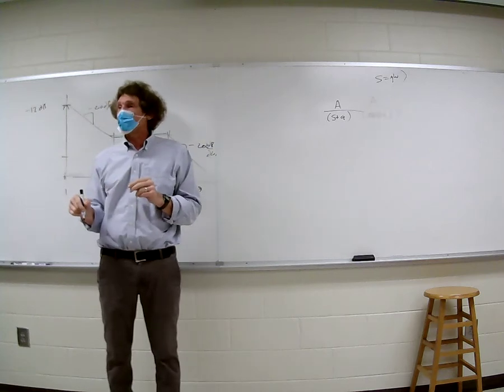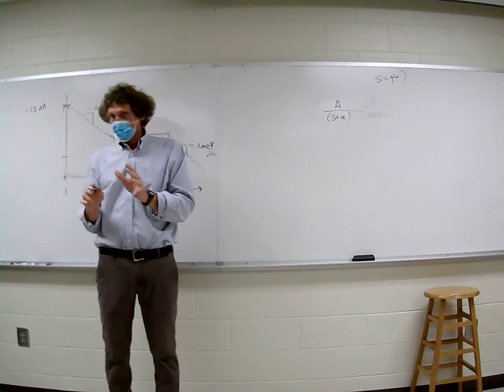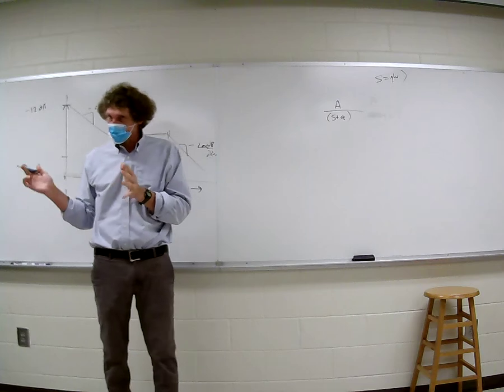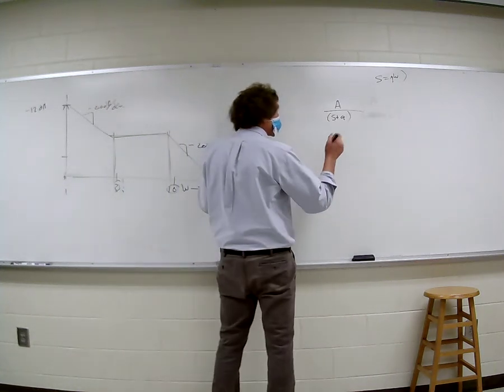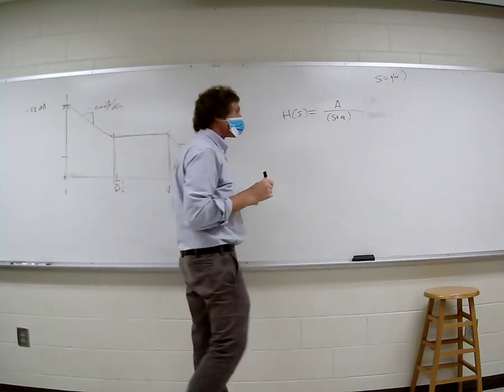Now S is j omega. Does everybody understand this? I prefer to use S because it's all inclusive. I can have a complex pole there. I can have sigma plus j omega, so I'm going to leave it as S. This is a functional form. It could be for anything. It could be a transfer function. Suppose we call it a transfer function of S.